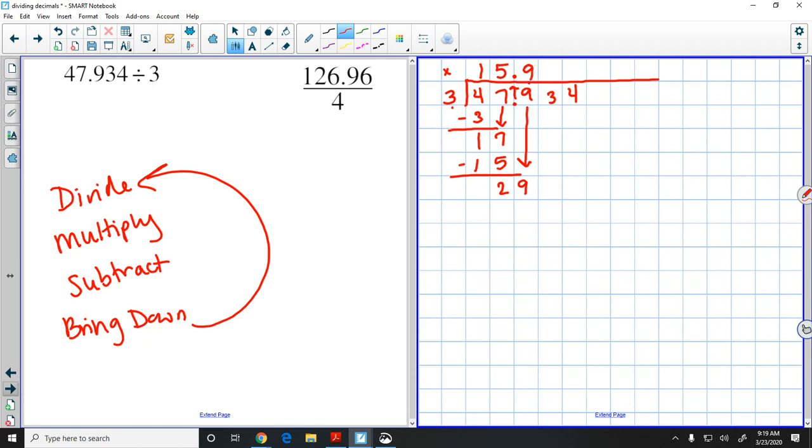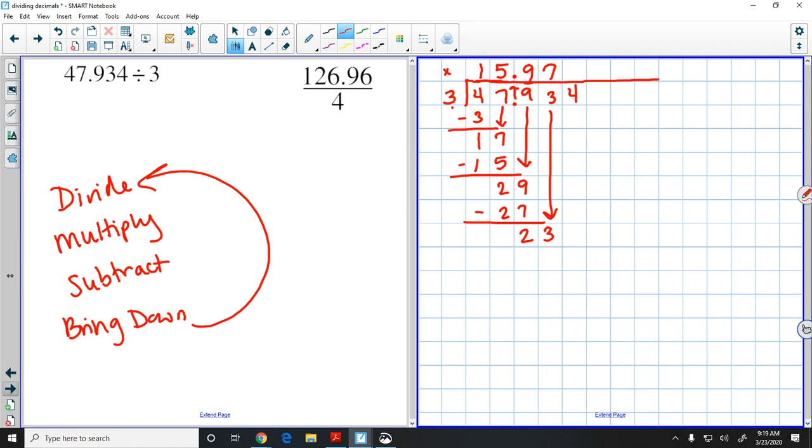9 times 3 is 27. Notice I'm only using the 9. I'm not using any of these other numbers when I am multiplying. Just multiply the number I put down by the number I divided by. So 9 times 3 is 27. Subtract: 29 minus 27 is 2. Bring down my 3. I get 23. So using those math facts we just talked about, we know that 7 is going to be our closest answer.